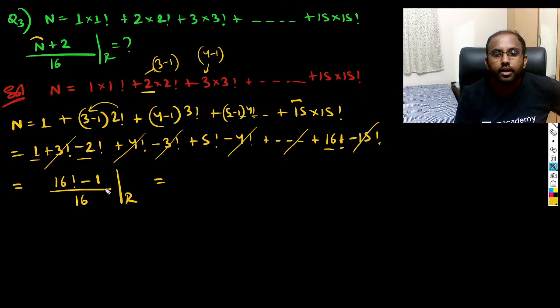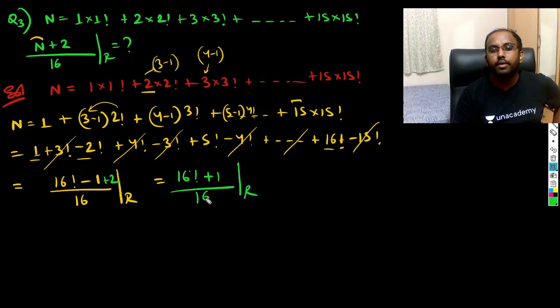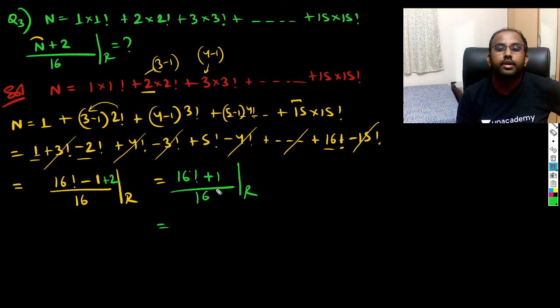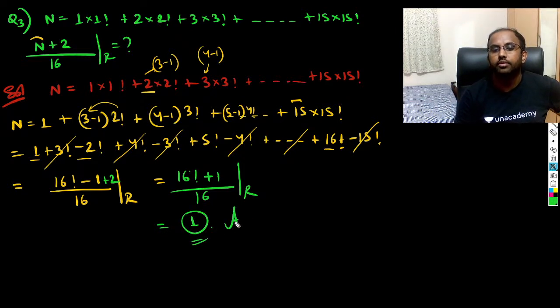This is n actually, and we wanted n plus 2. So we wanted actually n plus 2 remainder, right? So we can just add plus 2 here, guys. So this becomes actually 16 factorial plus 1 by 16 remainder. So 16 factorial by 16, that remainder is 0, right? And that 1 by 16 remainder is 1. So 1 would be the answer actually. So 1 would be the answer for this question.